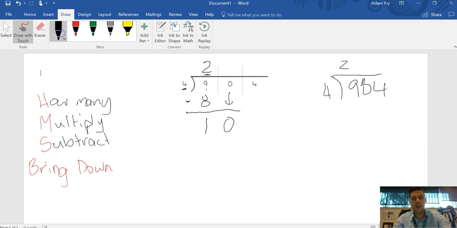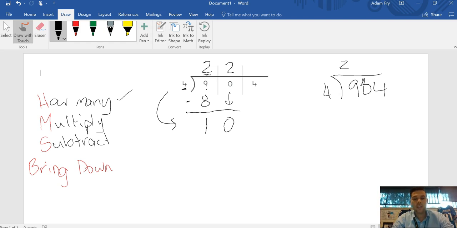Okay, so now we're back to the start again. We've done these 4 steps. Now we've got to go back to the start. Now the start is how many? So again, we ask ourselves, how many times does 4 go into 10? Well, 4 goes into 10 2 times, okay? So we've done that step for a second time.